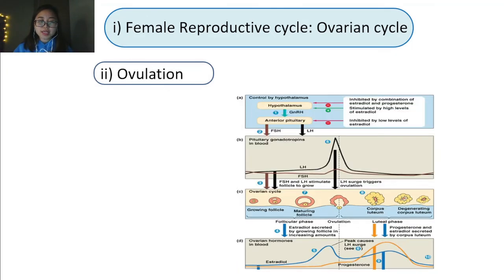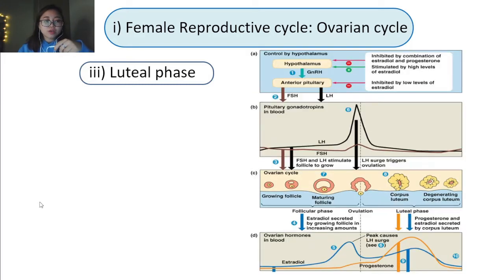Okay, so that is it for the ovulation phase. While we're here, have a think. Why do some people have non-identical twins? Do you think it has something to do with where the secondary oocytes are coming from? Okay, on that note, I'm going to continue with the third phase of the ovarian cycle.